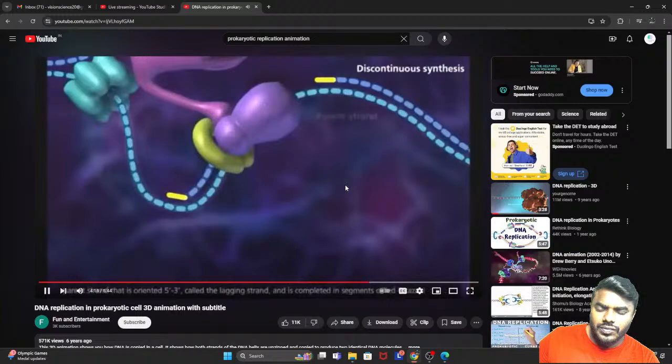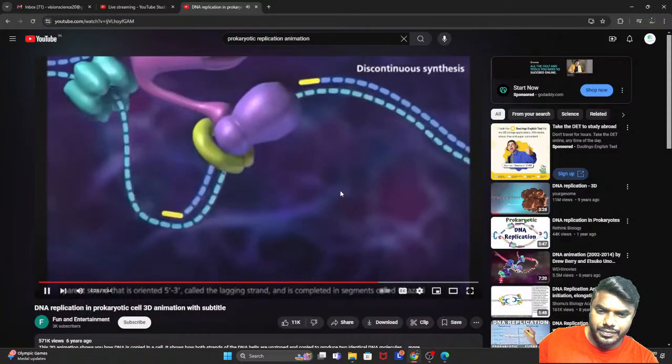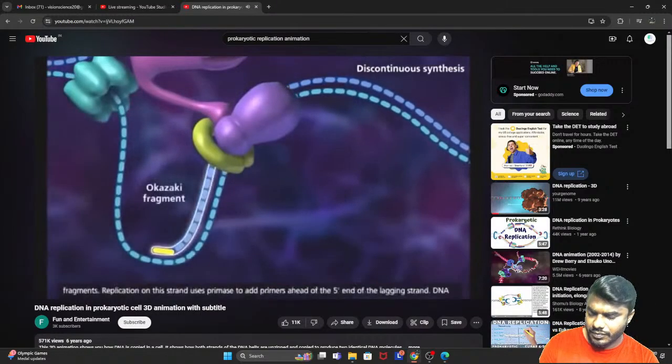Discontinuous synthesis occurs on the parent strand that is oriented 5' to 3', called the lagging strand, and is completed in segments called Okazaki fragments.